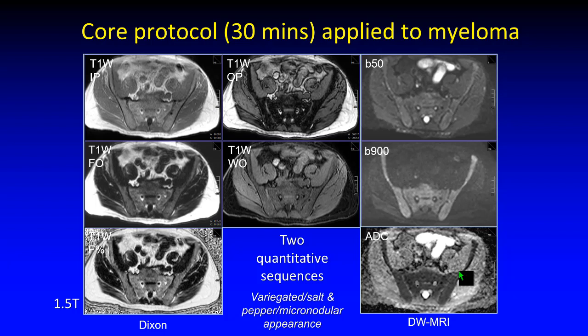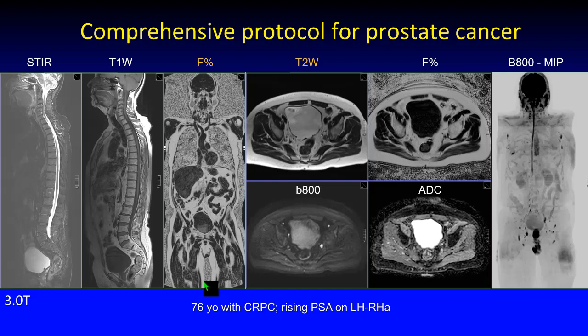The interesting thing is you can calculate a fat fraction. So on the bottom left, you can see this is the fat fraction, and this is the ADC. So you can see how we can combine anatomical and functional images in this protocol.